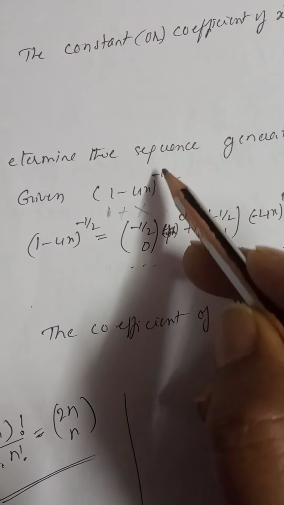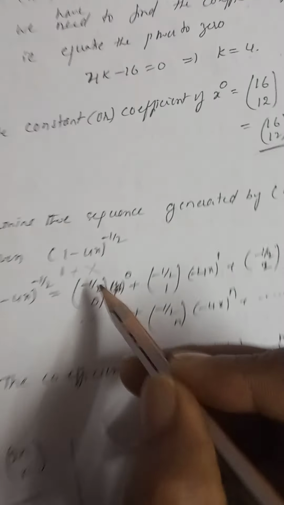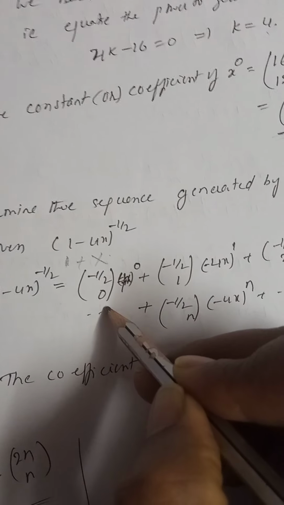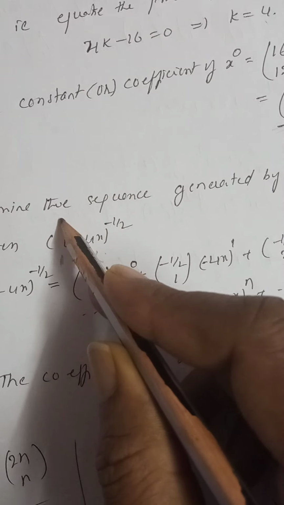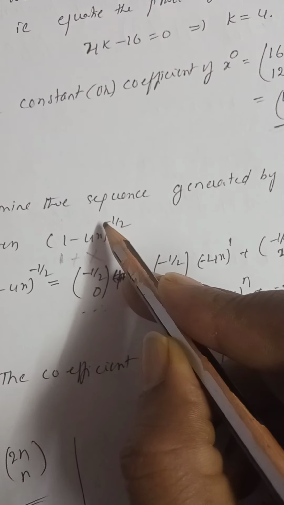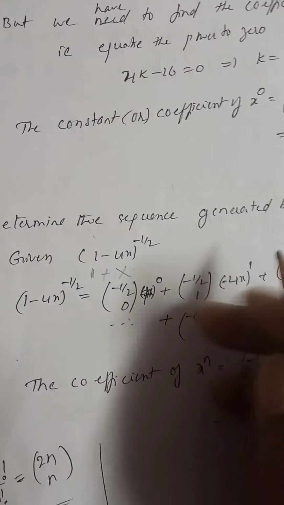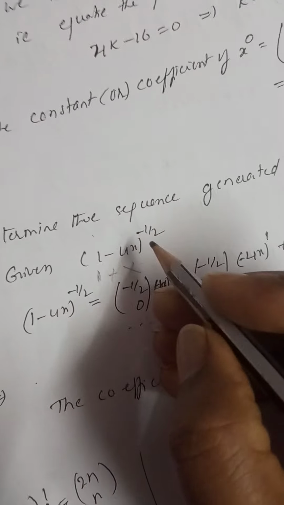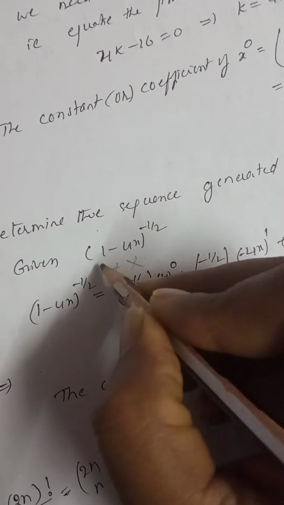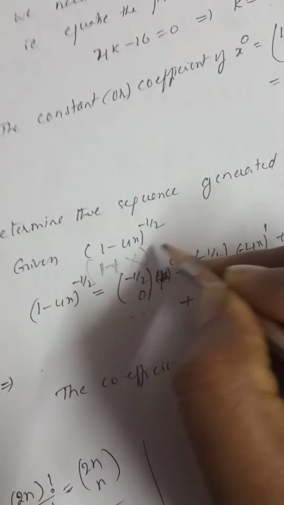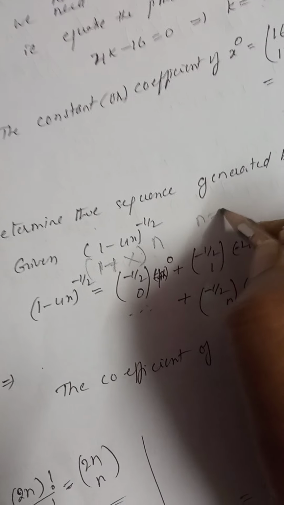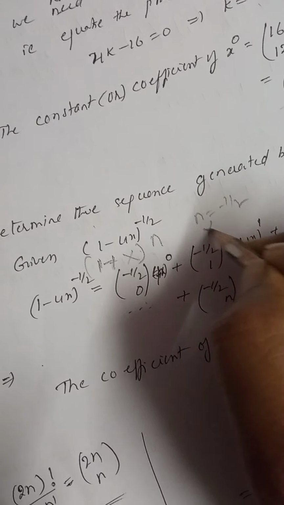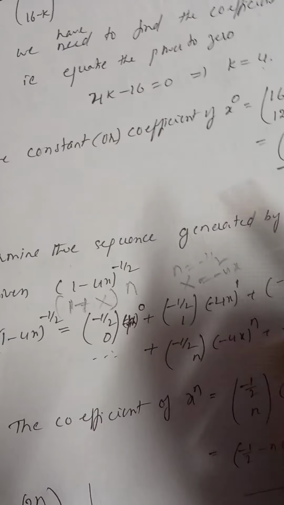n is nothing but here minus 1 by 2: (minus 1 by 2)C0 into 1 power 0, here (minus 4x) power 0, right? We are comparing the given function with the standard form, that means (1 plus X) whole power n. Here n is equal to minus 1 by 2, capital X is equal to minus 4x here. See, we are comparing with the standard form, right?